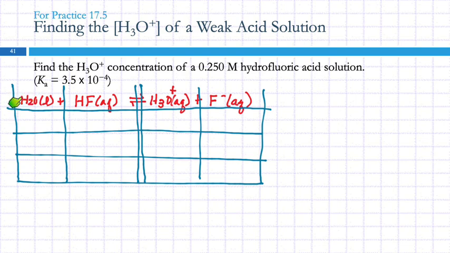Do we need to keep track of the H2O concentration? No, we don't. So it's sitting up there and actually just kind of getting in the way, and that's why I usually just leave it off. So we have our initial row, our change row, and our equilibrium row.